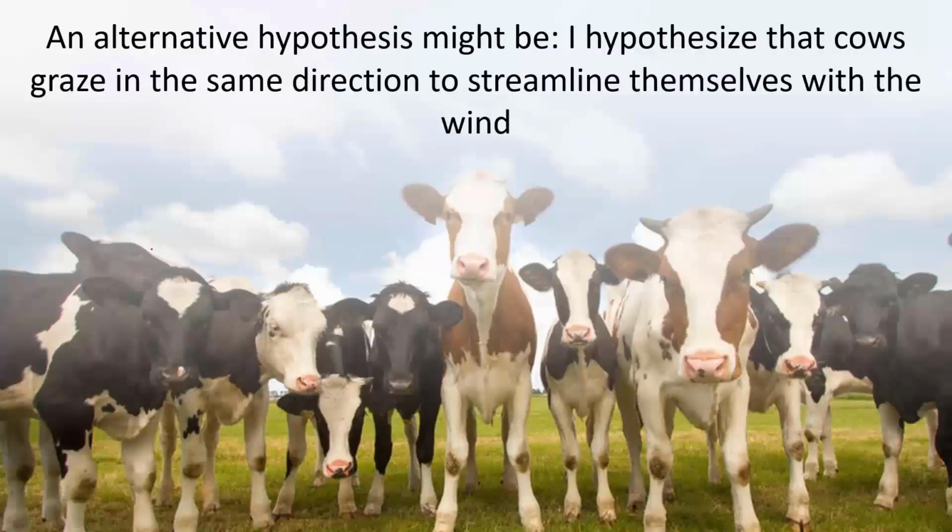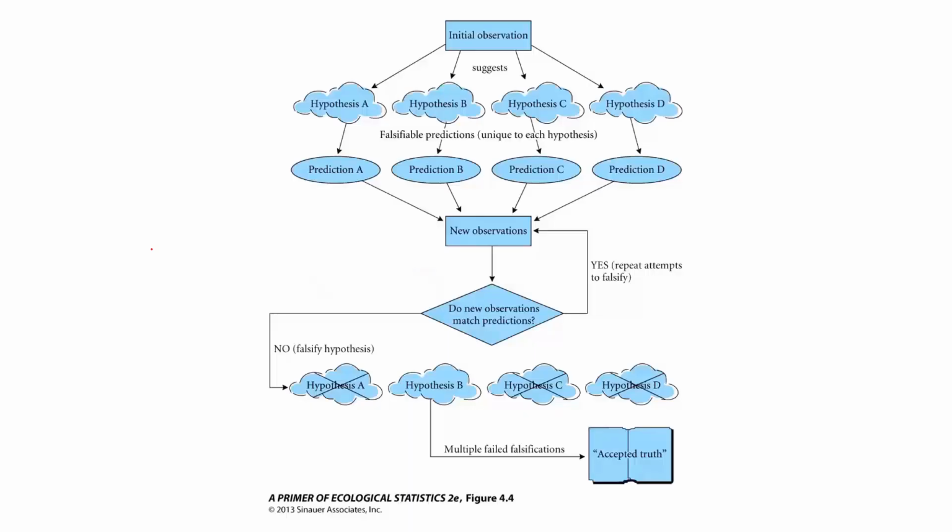We could also make an alternative hypothesis. I hypothesize that cows graze in the same direction in order to streamline themselves with the wind. That way they don't topple over if a huge wind gust happens. Or maybe they're worried about their farts or something. Like they want all of their farts to not hit them in the face, I guess. I don't know. Anyway, it's an alternative hypothesis.